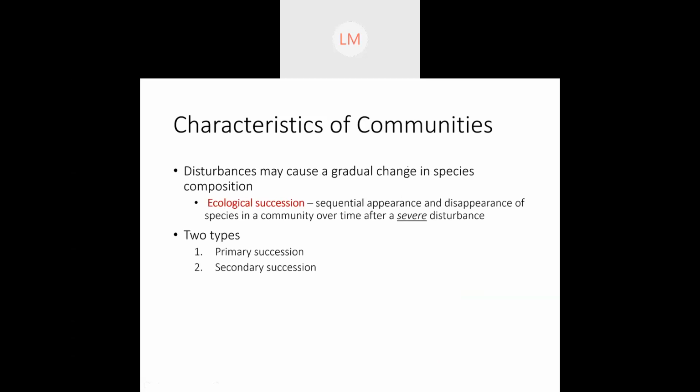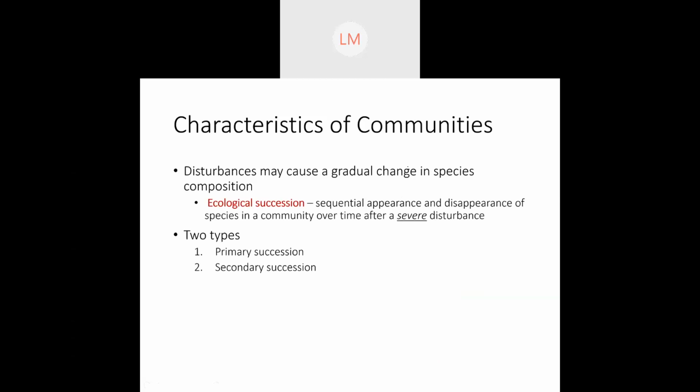But disturbances can also be pretty gradual. So ecological succession is the last thing we're going to talk about today. This is what happens after a very severe disturbance. So this is going to be a very slow, gradual change in species composition as a result of the disturbance that's very severe.